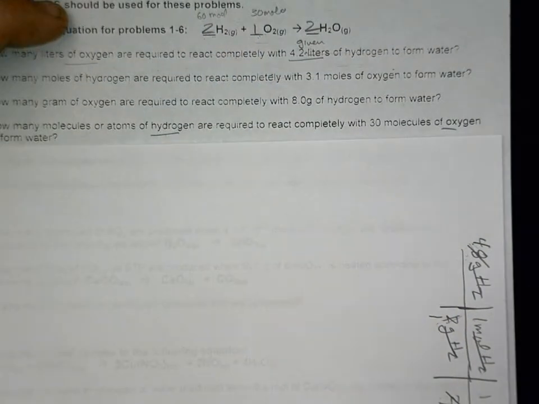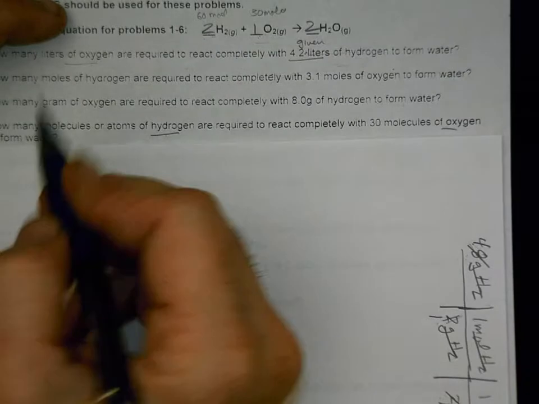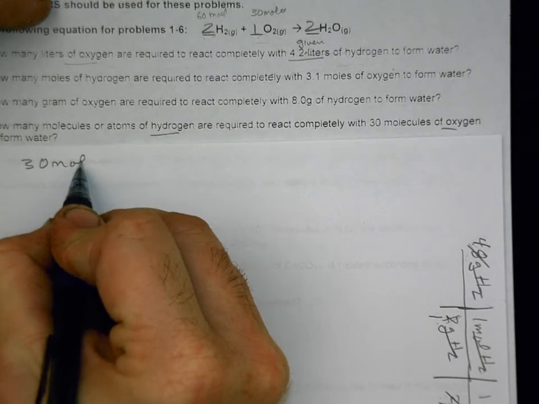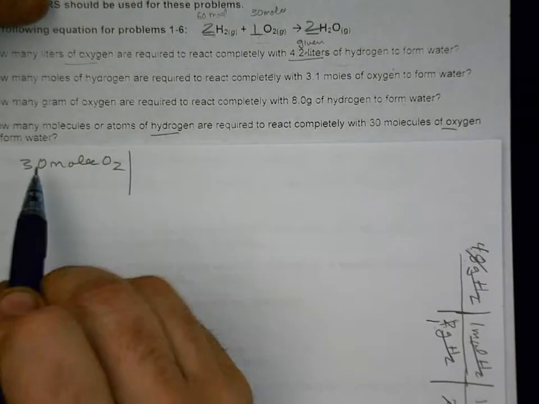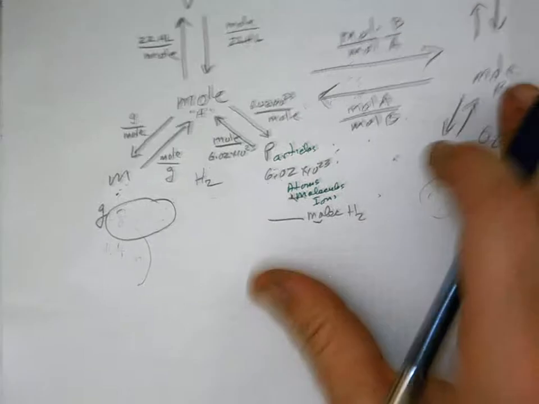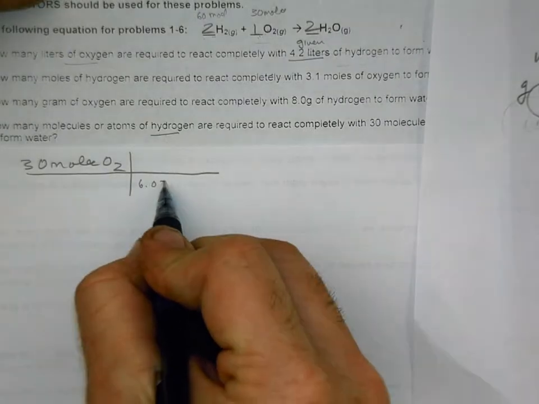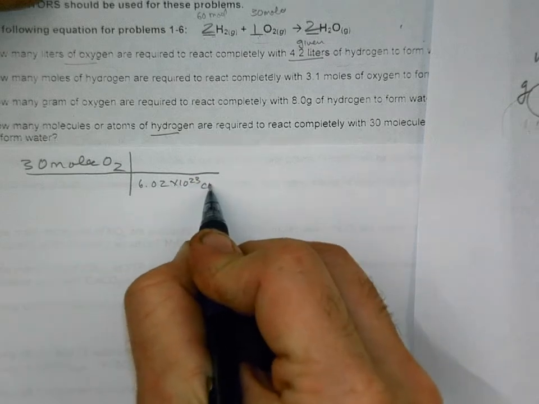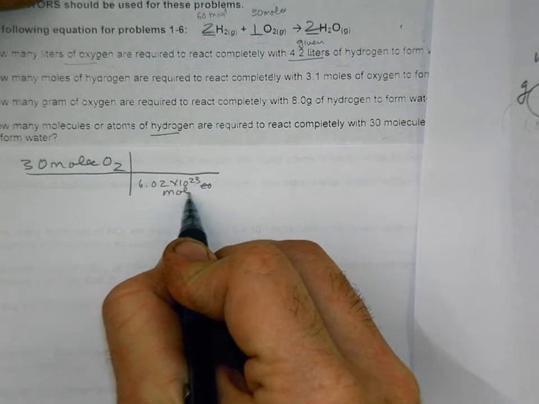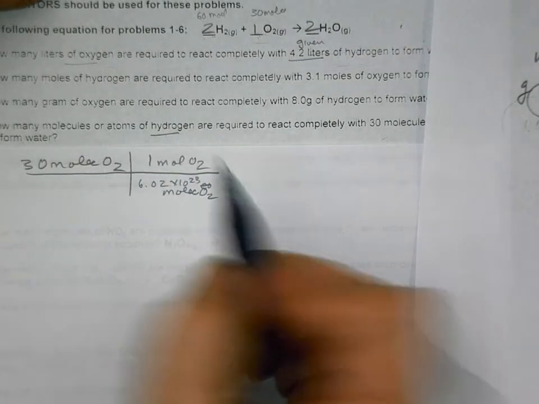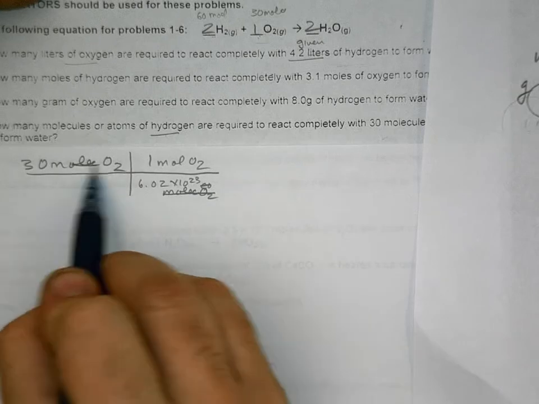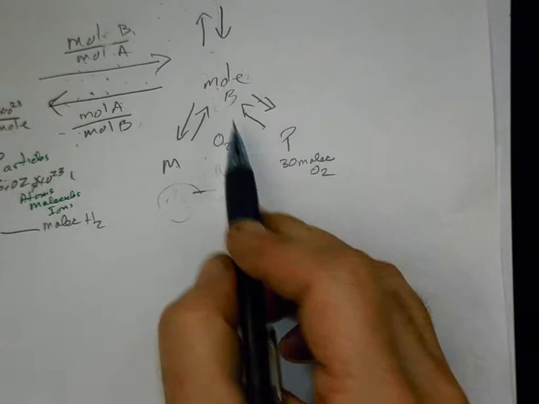So we are given, in this problem, 30 molecules of O2. Did I get that set up right? I use molec just because it's shorter. We're starting over here. We need to convert to moles by dividing by Avogadro's number. So there are 6.02 times 10 to the 23 molecules of O2 in 1 mole of O2. At this point, we've canceled molecules of O2 with molecules of O2, and now we need to do our molar ratio.